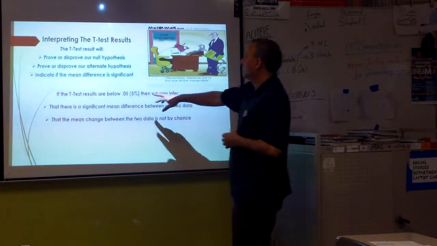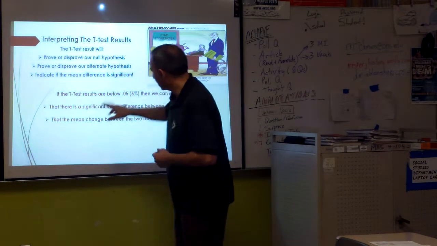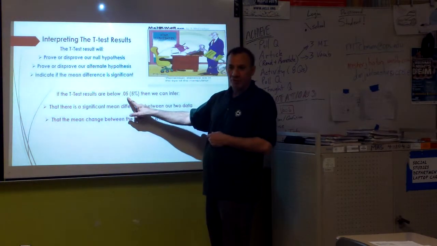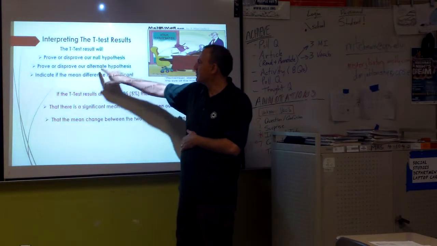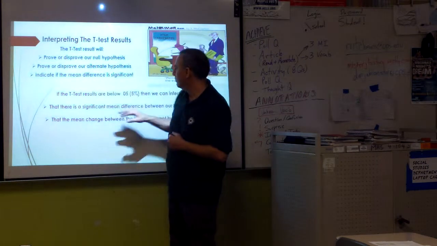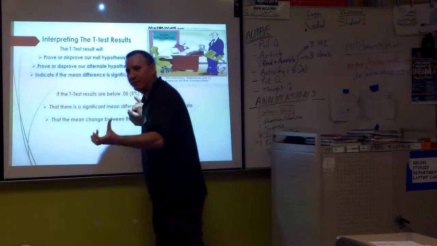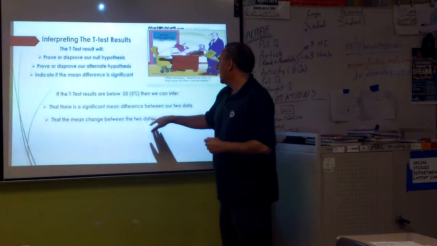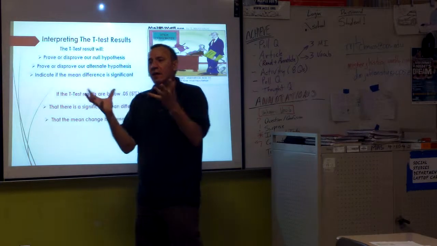Now, the number that you received, if it's below 5% or below 0.05, that means whatever you were trying to prove here, it's been proven. If it's above this, that means what you have is not significant. And it tells you that the difference in your data is not by chance.